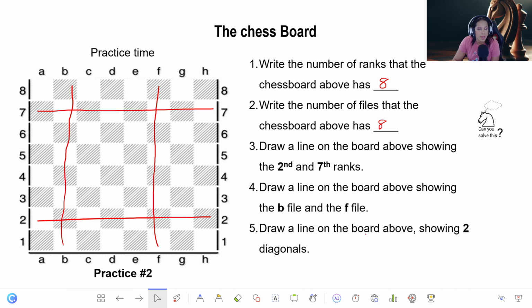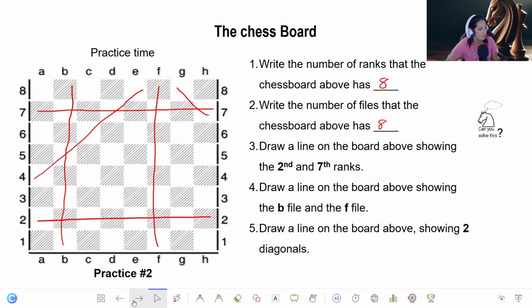And the last one is draw a line on the board showing 2 diagonals. It could be any 2 diagonals. I will choose 2, but you could choose any other 2. So I will choose this one here on number 4, that goes from 4 to the letter E. Remember, try to do it straight. If you want, you could use a ruler to guide yourself. And I will do another one in the other direction, a short one. This one here, from 7 to G. Okay, so there you have 2 diagonals.